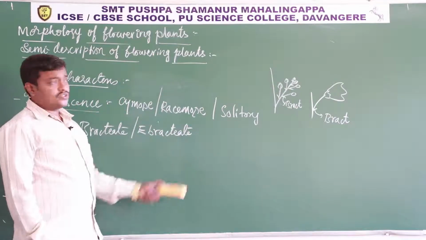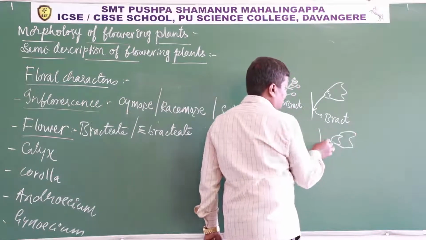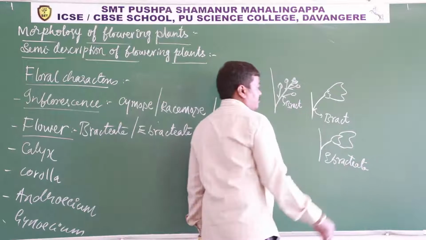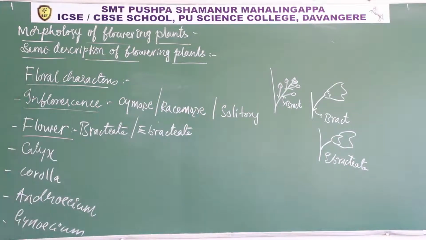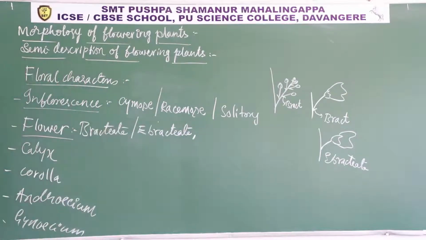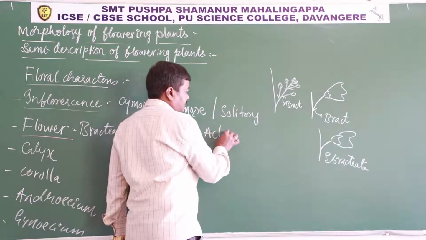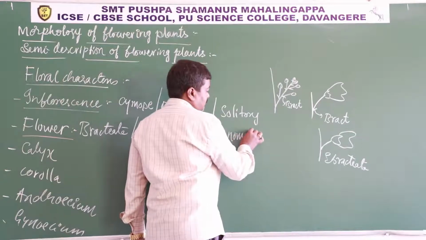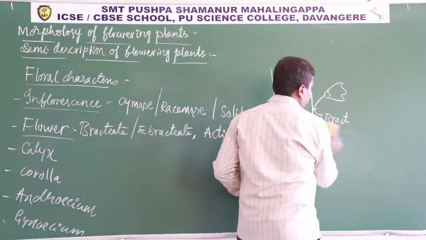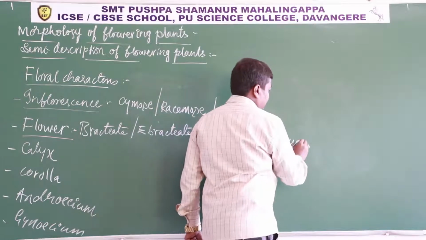ebracteate. Okay, so if it is like this, without a bract, the flower is called ebracteate. So bracteate or ebracteate, that is the first character you need to mention. Okay, so after that you need to write about the symmetry of a flower. So what kind of symmetry it has, whether it is actinomorphic or zygomorphic.